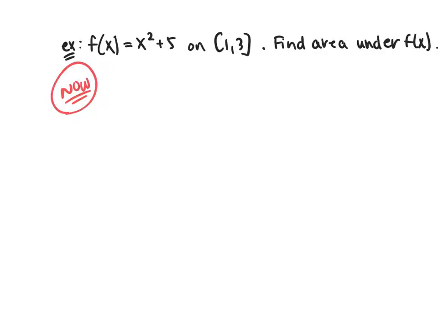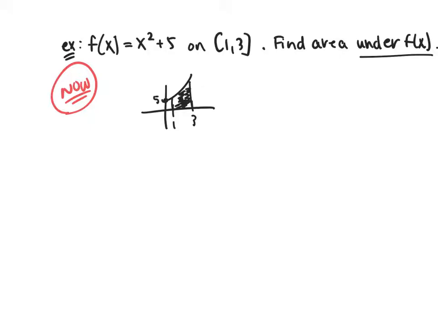So I have a function f of x equals x squared plus 5. I'm telling you on the interval of 1 to 3, I want to find the area under the function right here. So your first step is to graph this. It's an x squared. It crosses here at 5. And we're going to go from 1 to 3. So this is what our function looks like. And what we're trying to do is find the area underneath the curve right here. So that first step is the same.